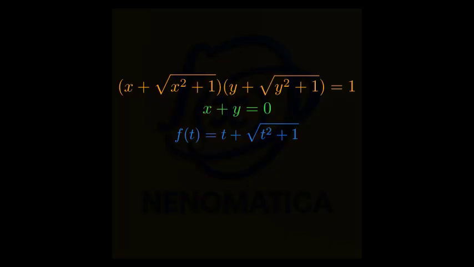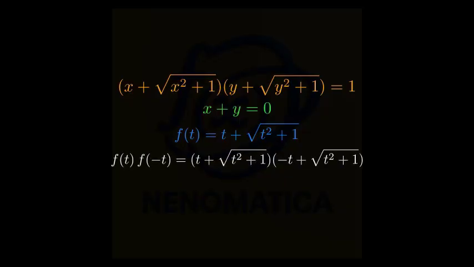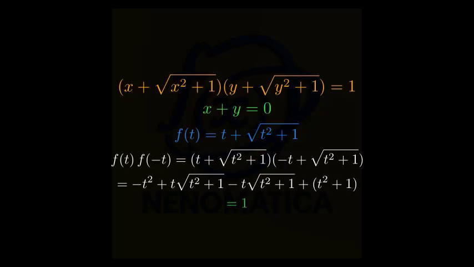Define f of t as t plus the square root of t squared plus 1. Then f of t times f of negative t equals 1. Let's expand to see why this is true. Now apply the identity with t equals x.